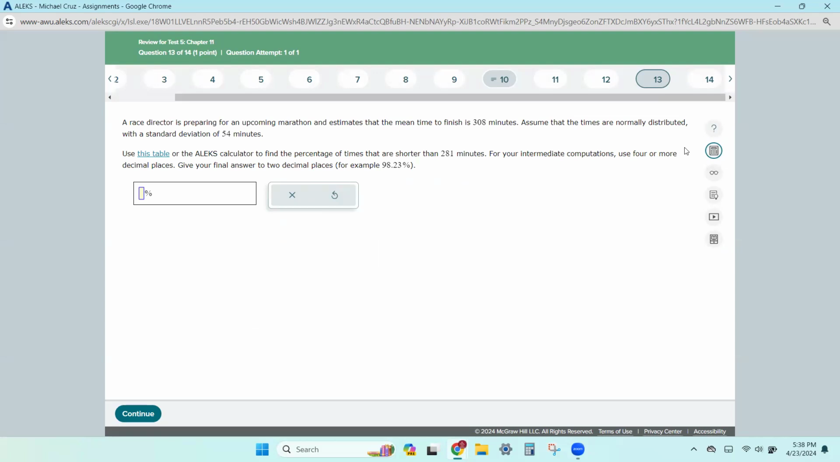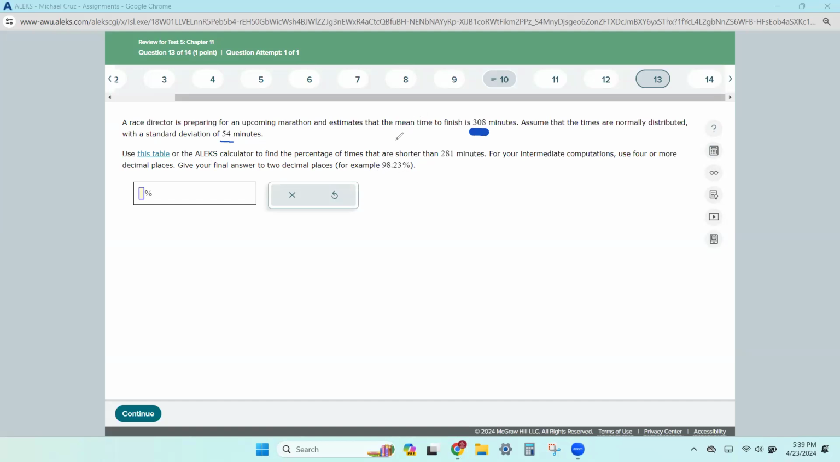All right. So a race director is preparing for an upcoming marathon and estimates the mean time to finish is 308 minutes. All right. And then standard deviation is 54. So there's our two values that we're going to make our z-score with. So use this table or the ALEKS calculator to find the percentage of times that are shorter than 286 minutes.